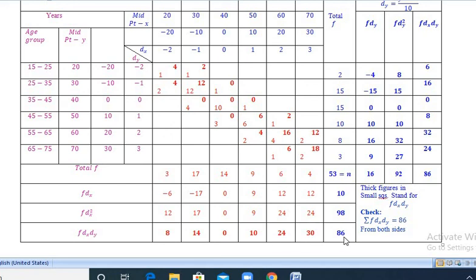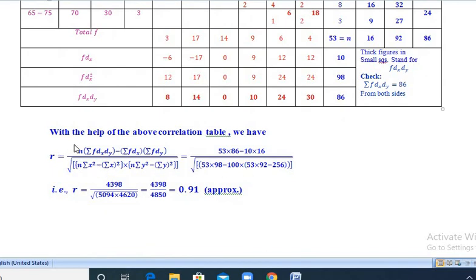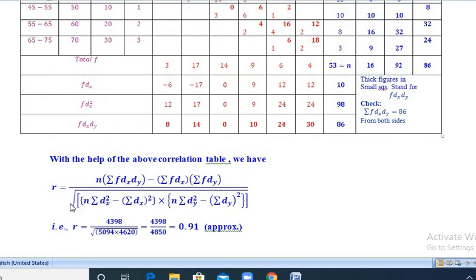And lastly sum of f dx dy, that is 8 plus 14 plus 0 plus 10 plus 24 plus 30 plus 86. And now with the help of the above correlation table, we have the coefficient of correlation for grouped data defined as R is equal to n into sigma f dx dy minus sigma f dx into sigma f dy, dividing by square root, here denominator is square root of n sigma dx square minus sigma dx its square into n sigma d square y minus sigma dy its square.